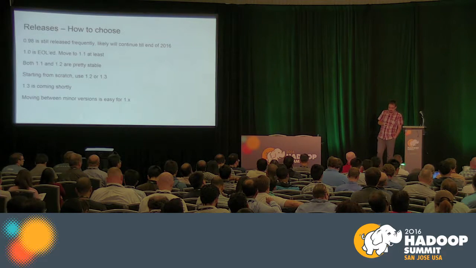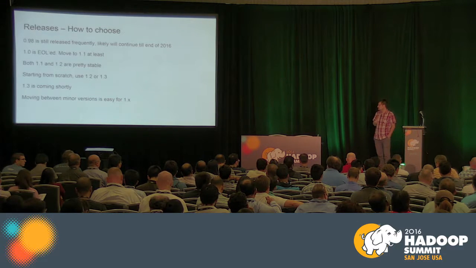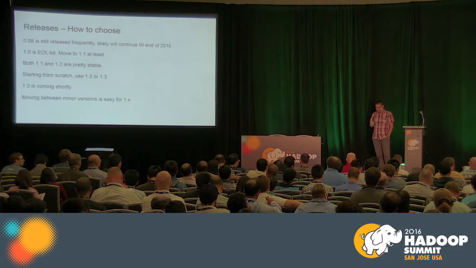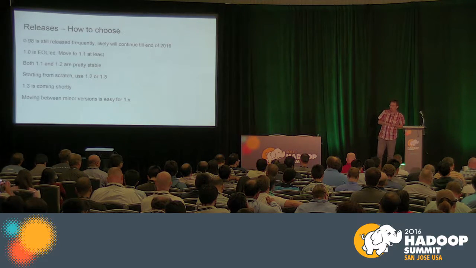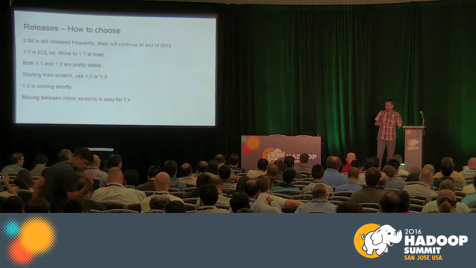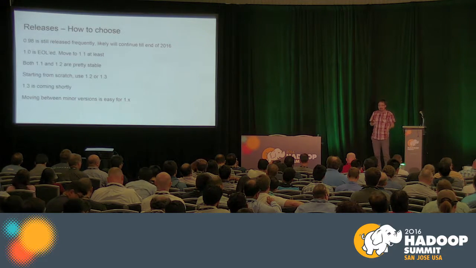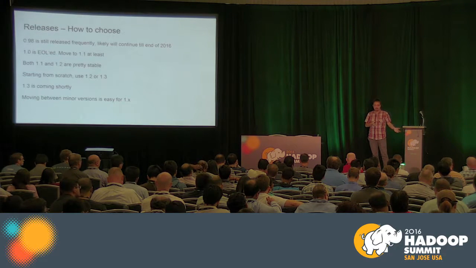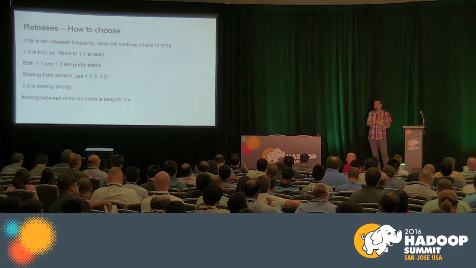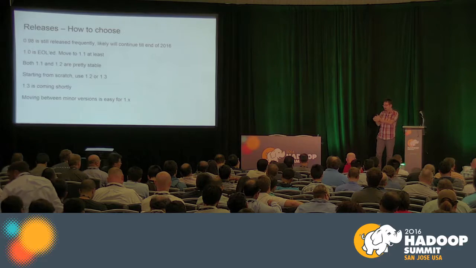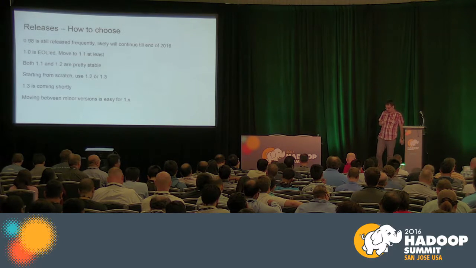1.3, again, is coming very shortly. And the good thing about all of this we've talked about is that moving between different minor versions is relatively easy now. If you are on 1.1, it should be relatively easy to go to 1.3, for example. And you can always go from 1.0 to 1.5, for example, when it's released, without going through all the intermediate steps.